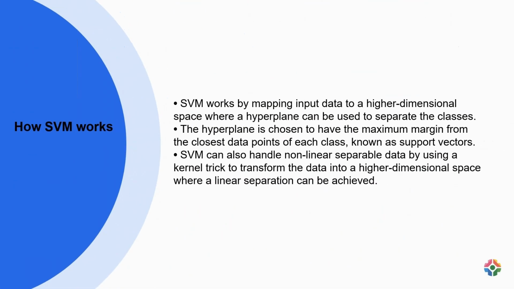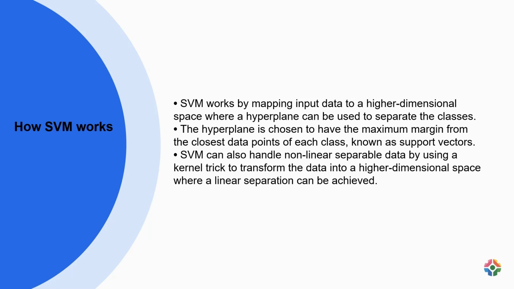Support vector machine, SVM, is a machine learning algorithm that separates classes by mapping data to a higher dimensional space where a hyperplane is used for classification. This hyperplane is positioned to have the maximum margin from the nearest data points of each class, which are termed support vectors. In cases where data is not linearly separable, SVM employs a kernel trick to transform the data into a higher dimensional space, facilitating linear separation.